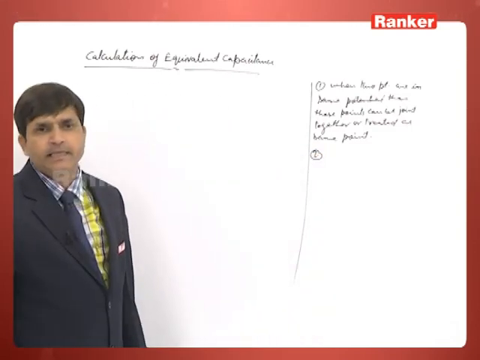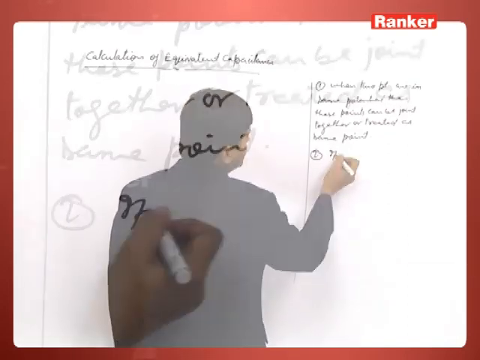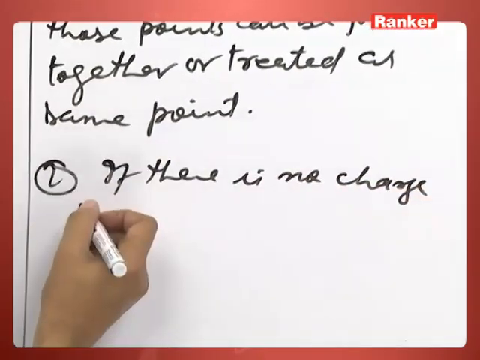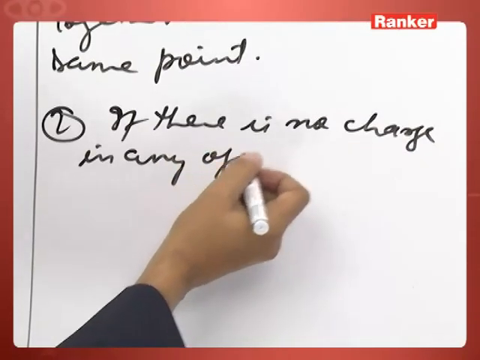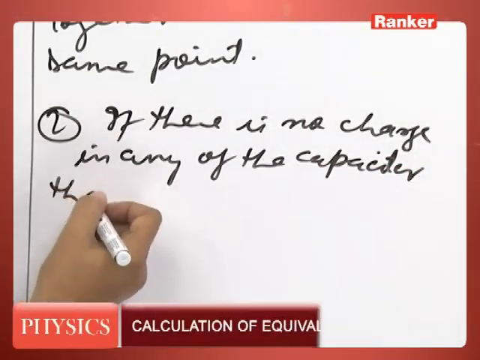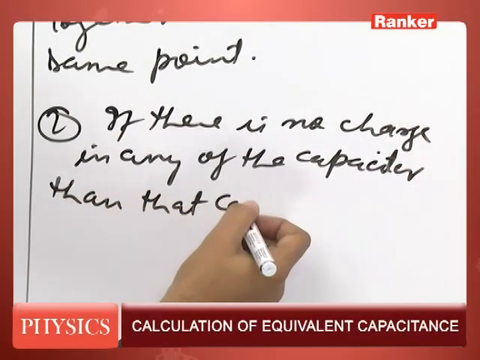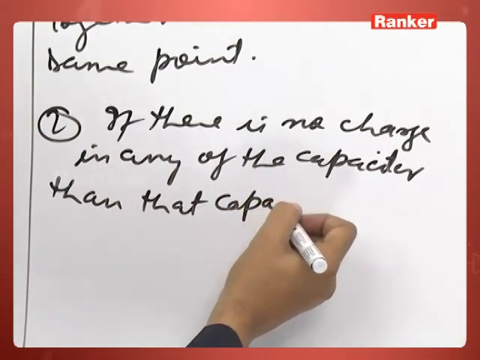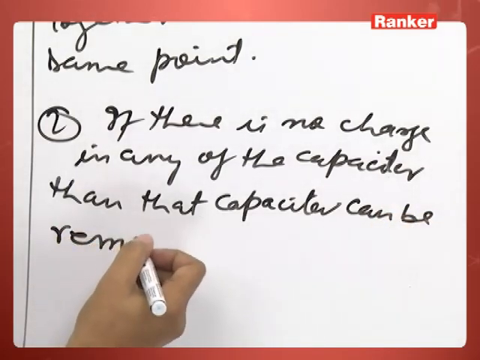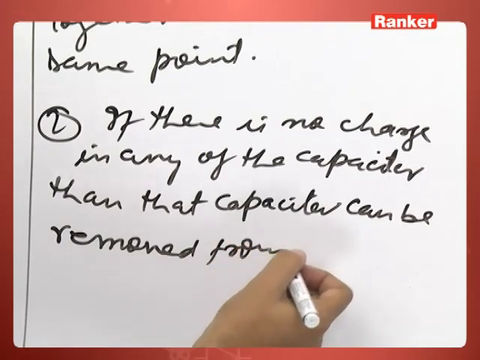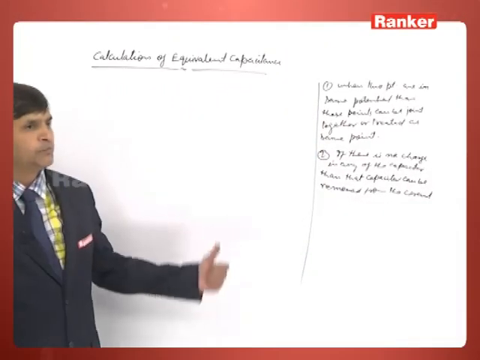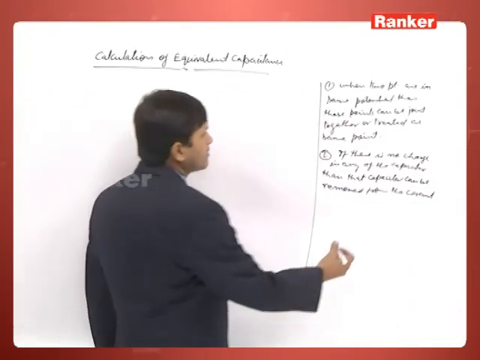Second thing, if there is no charge in any of the capacitor, then that capacitor can be removed from the circuit. These are the 2 points which we have to keep in mind. Then the problem will be a little bit simple.